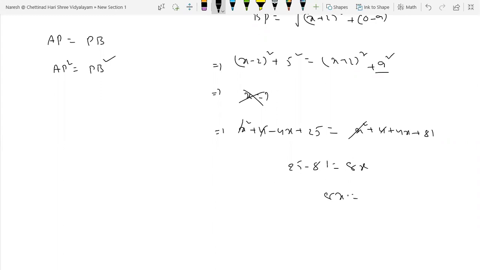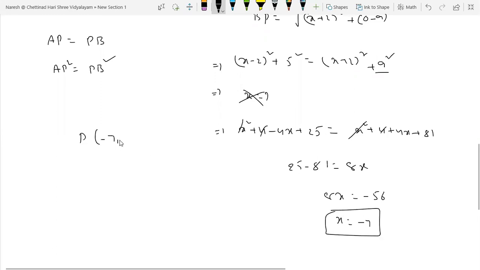Niranjan got the same expression? Yes, sir. 8x value is minus 56. So x is equal to minus 7. So the point P is (-7, 0). Understanding the point and visualization of the situation is very important.